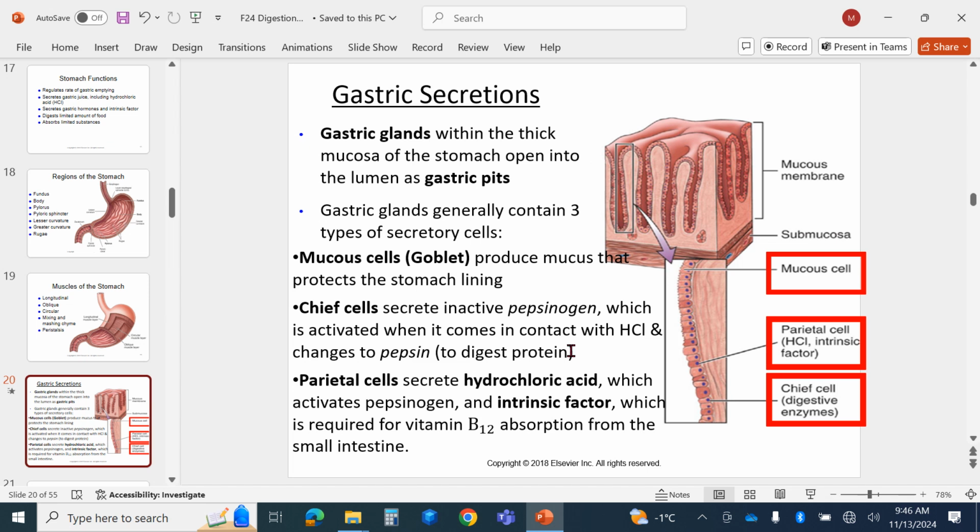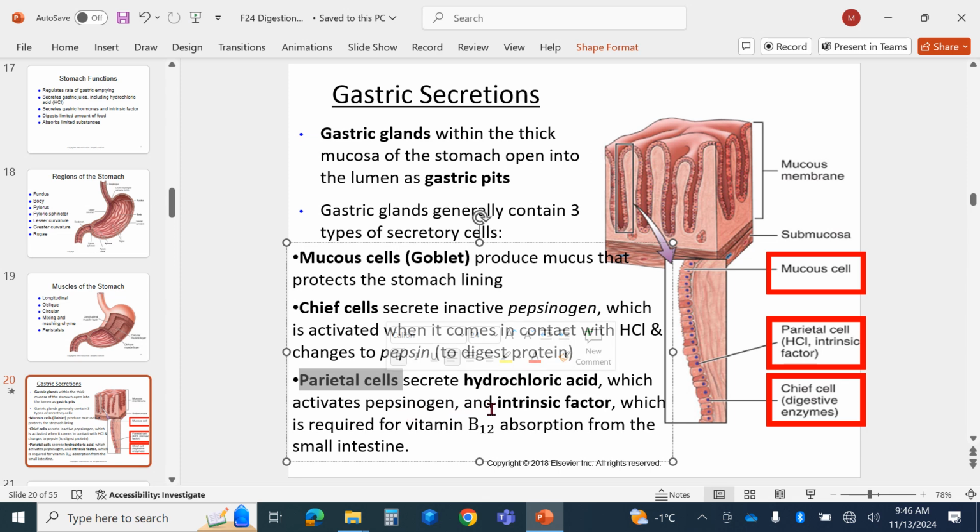Okay. You have chief cells. They secrete an inactive pepsinogen, which is activated when it comes in contact with hydrochloric acid and changes into pepsin. And now this is the active form for protein digestion. Now, where does the hydrochloric acid come from? It's made by the parietal cells.